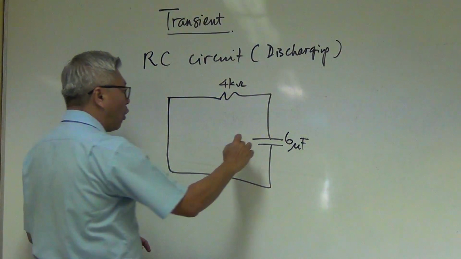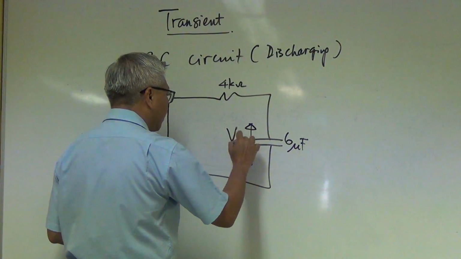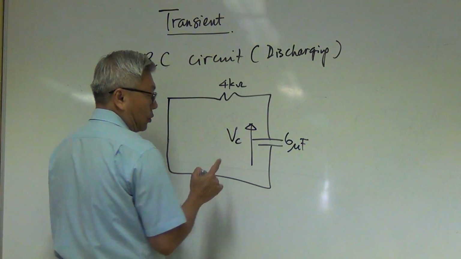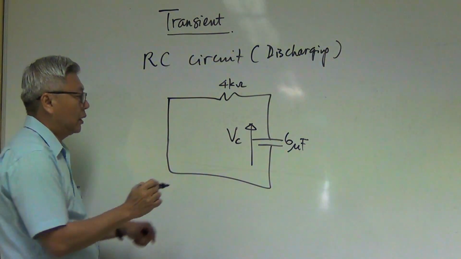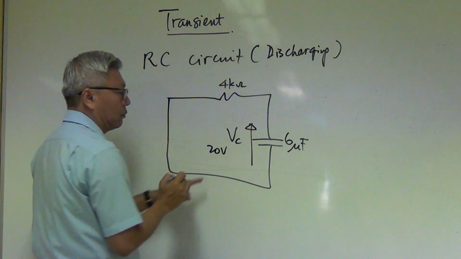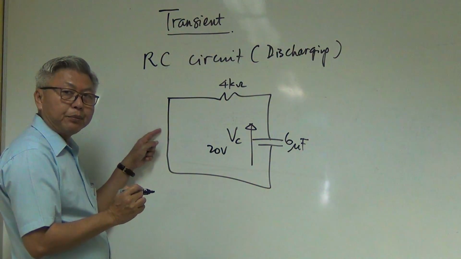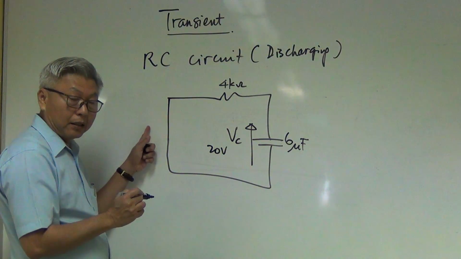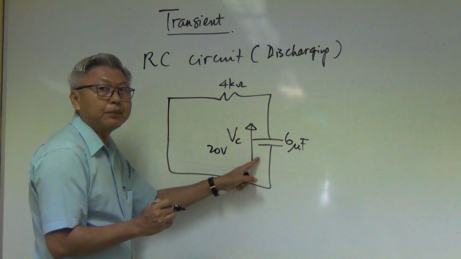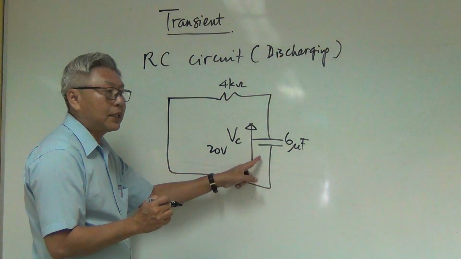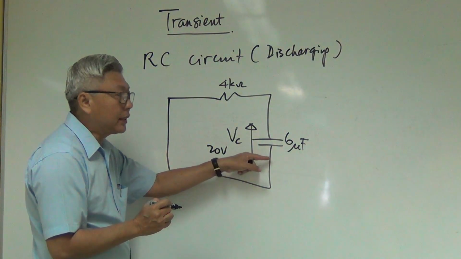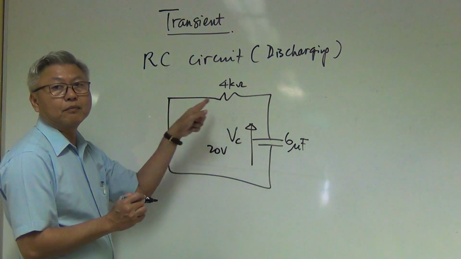You recall my capacitor has already been charged to 20 volts. Now the battery has already been removed. There's no more banker. Who is the banker now? The capacitor becomes the banker. It's the energy that is stored in the capacitor that is now going to be released into the circuit.